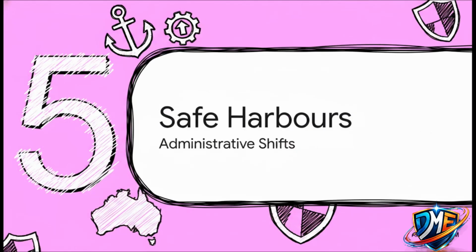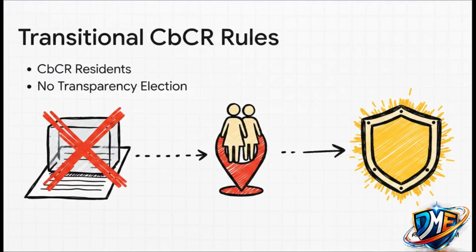On to Part 5, Safe Harbors and Administration, focusing on the transitional CbCR rules. If your group is looking for compliance relief, getting this right is absolutely essential. An investment entity must meet these strict, layered conditions to even qualify for the transitional CbCR safe harbor. It definitely isn't automatic. The entity cannot have made transparency or taxable distribution method elections. And crucially, the constituent entity owners must reside in the exact same jurisdiction as the investment entity itself.